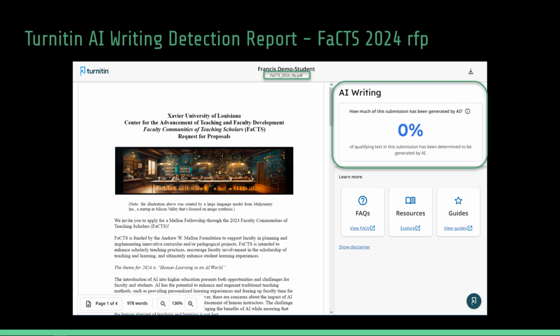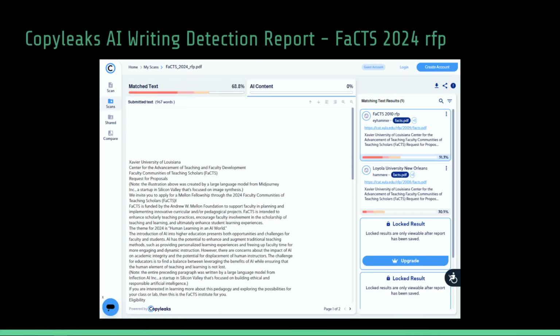One comment we sometimes get from instructors is that other AI writing detectors are better than Turnitin. Usually CopyLeaks is one of the AI writing detectors that is mentioned. So I decided to submit the same document to CopyLeaks to see what it thought about the AI writing in the RFP. Notice CopyLeaks came to the same conclusion as Turnitin. There is 0% AI writing in the document.